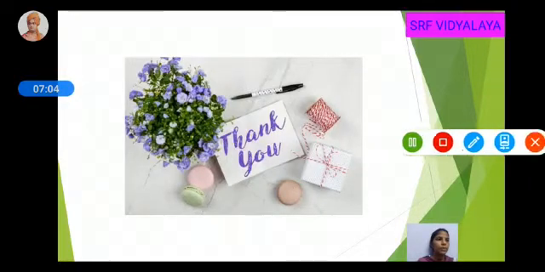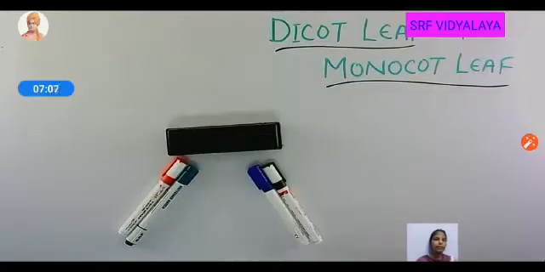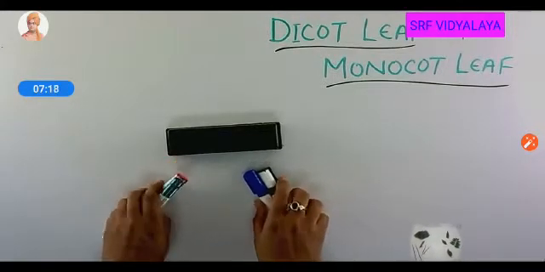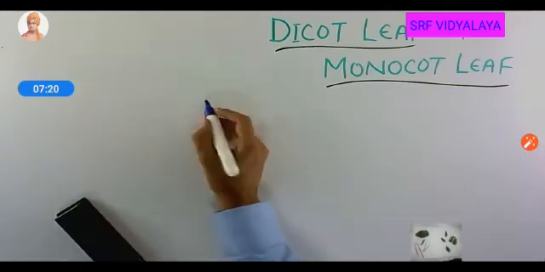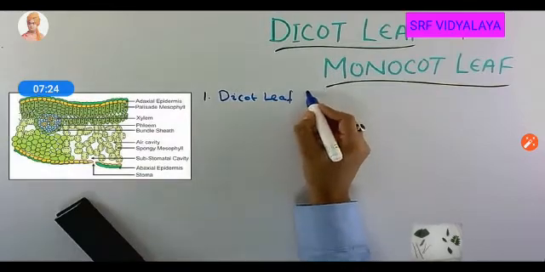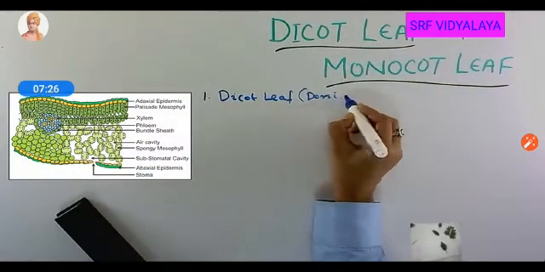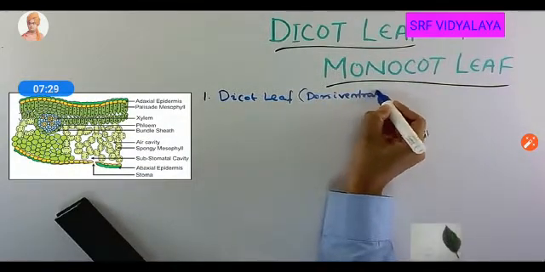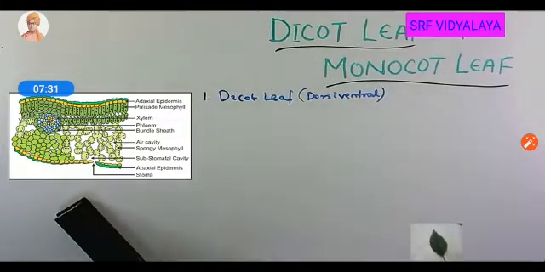Now we shall have the monocot leaf. In the previous videos we have learned about the dicot root and monocot root, dicot stem and monocot stem. Now we are learning about the dicot leaf and monocot leaf. First we will see about the dicot leaf. The dicot leaf is also called a dorsiventral leaf. Similarly, we'll be seeing the various structures present in the dicot leaf.